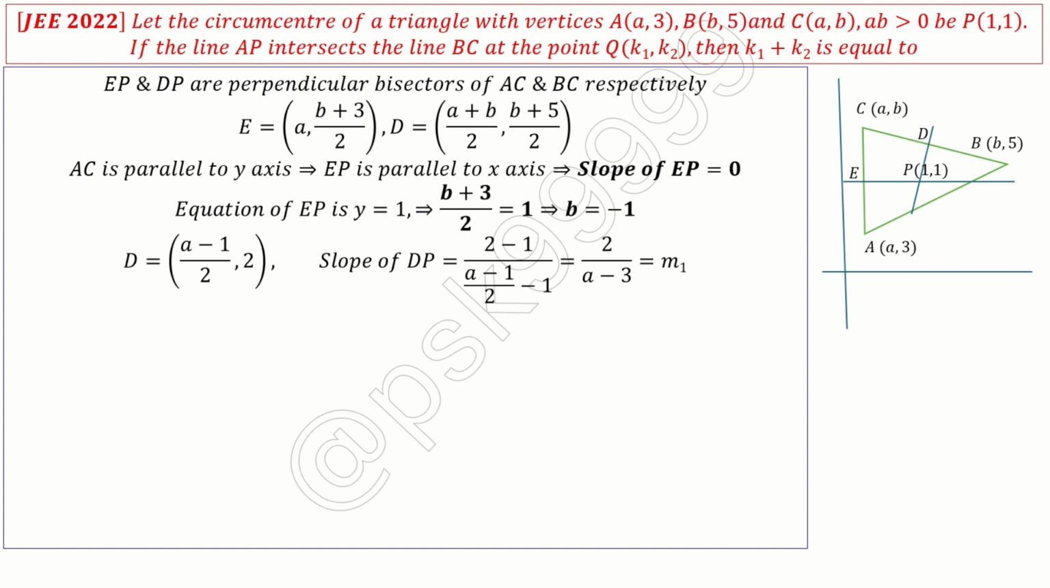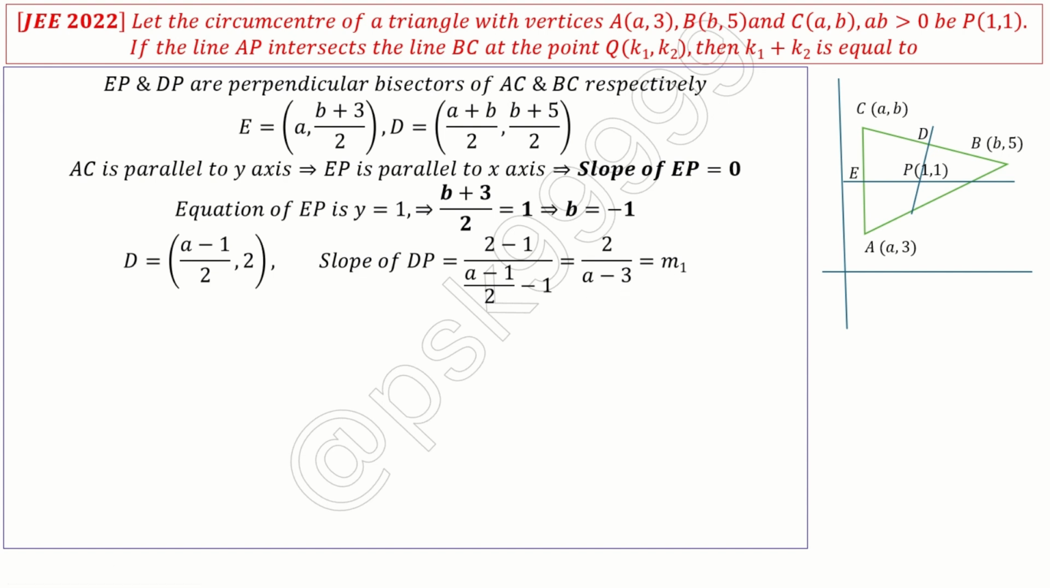Now if you take D, which is a midpoint, and substitute the b value, D is ((a-1)/2, 2), since (5-1)/2 is 2. The slope of DP is 2 minus 1, because this point is D and (1, 1) is P, divided by (a-1)/2 minus 1, which is nothing but 2 by (a minus 3). This I am assuming is m1.